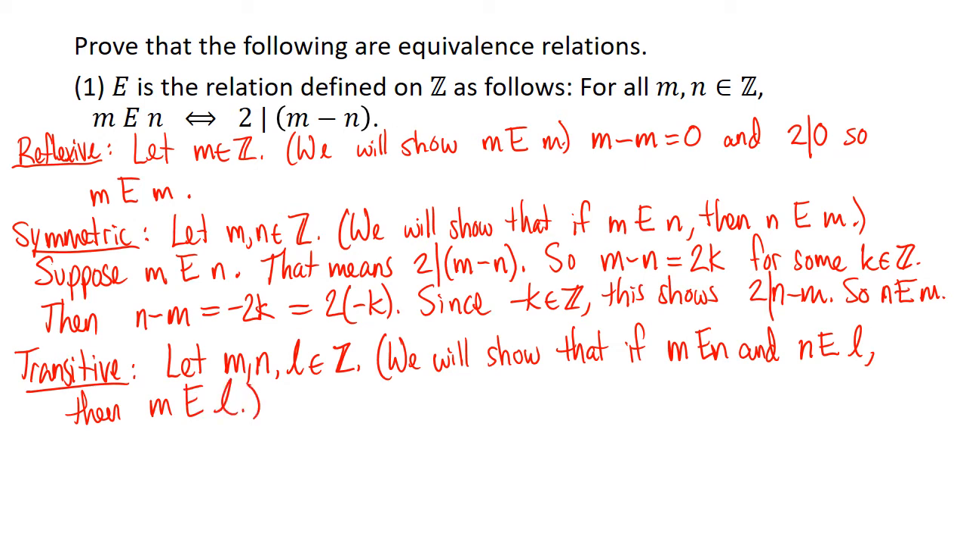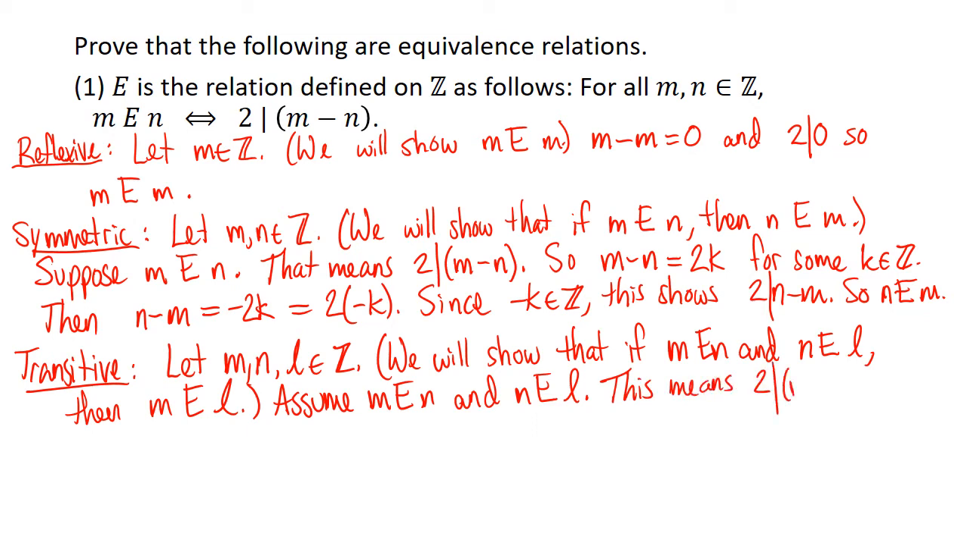So that's what we need to show, and it's an if-then statement, so we're going to do it with a direct proof. So we'll suppose that M is related to N by E, and N is related by E to L, and then we're going to try to show that M is related to L by E. So what do we get from this assumption here? Okay, this means that 2 divides M minus N, and also 2 divides N minus L. Okay, so, well, what can we do then?